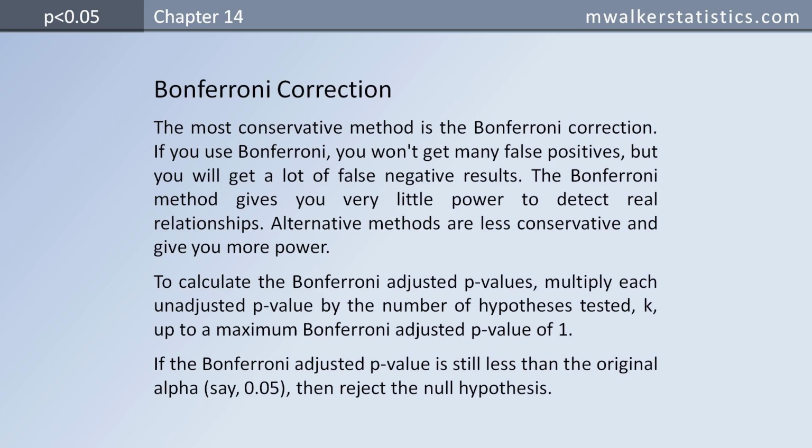To calculate the Bonferroni adjusted p-values, multiply each unadjusted p-value by the number of hypotheses tested, k, up to a maximum Bonferroni adjusted p-value of 1. If the Bonferroni adjusted p-value is still less than the original alpha, say 0.05, then reject the null hypothesis.